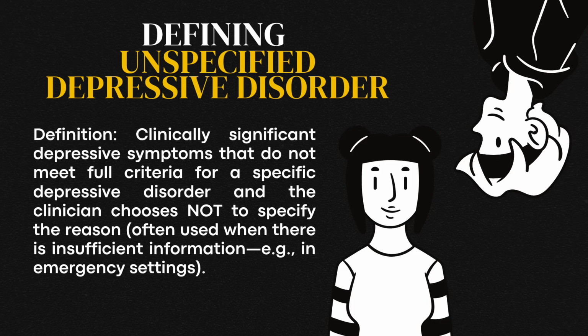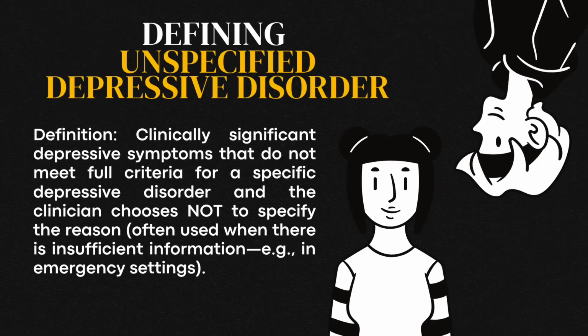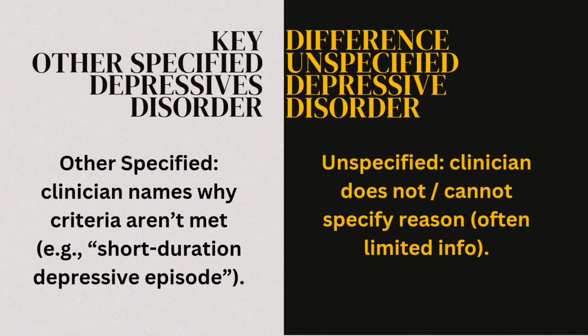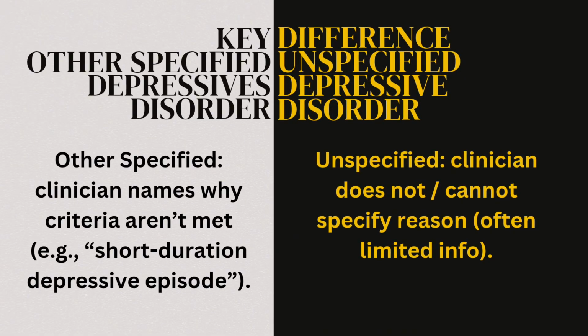Unspecified depressive disorder, or UDD, is most often used when, first, the clinician doesn't have enough information to give a more specific diagnosis, or the setting doesn't allow for detailed assessment, such as in the ER or during a crisis intervention, or there is uncertainty about whether symptoms are caused by medical conditions or substances. In these cases, this category acts as a placeholder, allowing the clinician to document the depressive symptoms and continue gathering more information. Now let's talk about the key difference between OSDD and UDD.